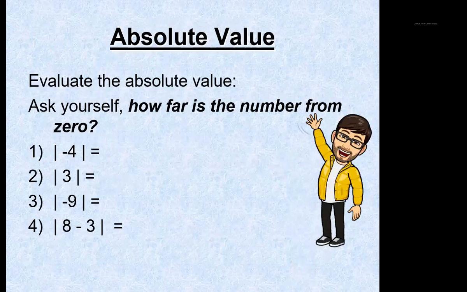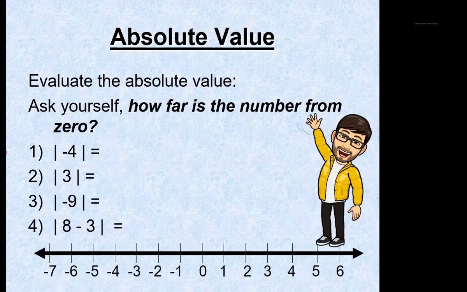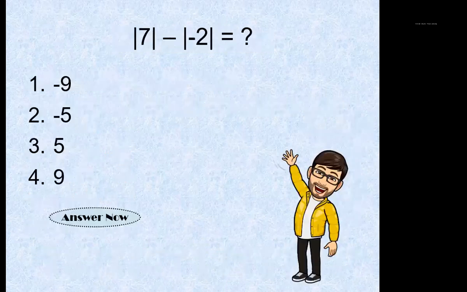Absolute value of the following. So gaano ba sila kalayo sa 0? Number 1, negative 4. Yes, 4. Very good. Number 2, absolute value of 3. Yes, 3. Very good. Number 3, absolute value of negative 9. Yes, very good. We have 9. How about for number 4? Absolute value of 8 minus 3. So 5. So that's it. Di ba? Ang dali lang.